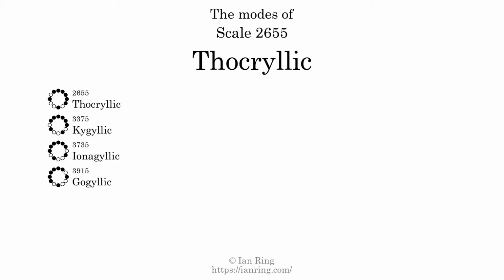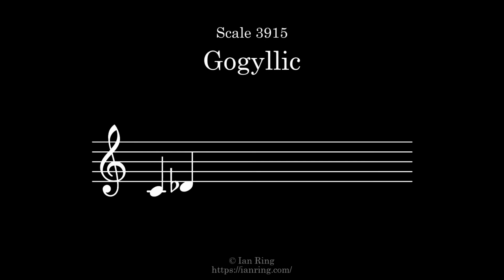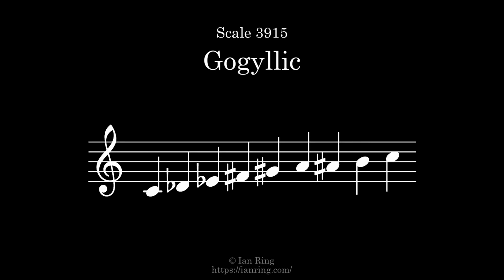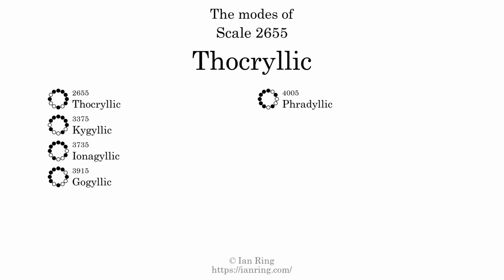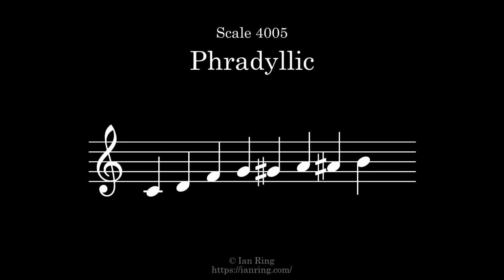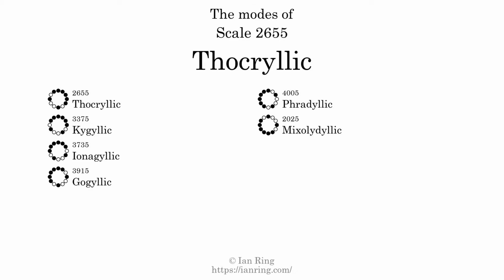The fourth mode is scale 3915, also known as Coherent. It sounds like this. The fifth mode is scale 4005, also known as Thocryllic. It sounds like this. The sixth mode is scale 2025, also known as Mixolydic. It sounds like this.